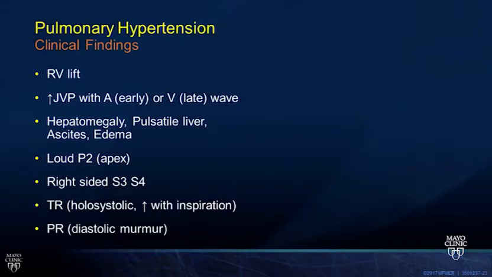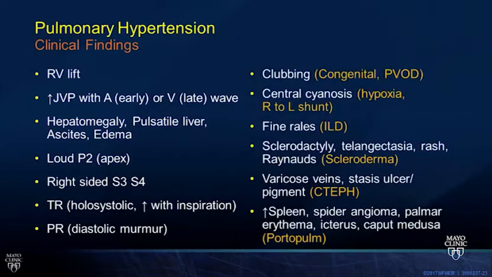Quite often you don't really hear a murmur, or a pulmonary regurgitant murmur as well. And then there's a variety of other clinical findings which will pertain to whatever condition the patient has. So for instance, somebody with congenital heart disease might be clubbed, the presence of fine crackles, interstitial lung disease, features of scleroderma, sometimes evidence of varicose veins or stasis ulcers might lead you to suspect thromboembolic disease. And then portopulmonary findings may be related to the presence of liver disease as well.